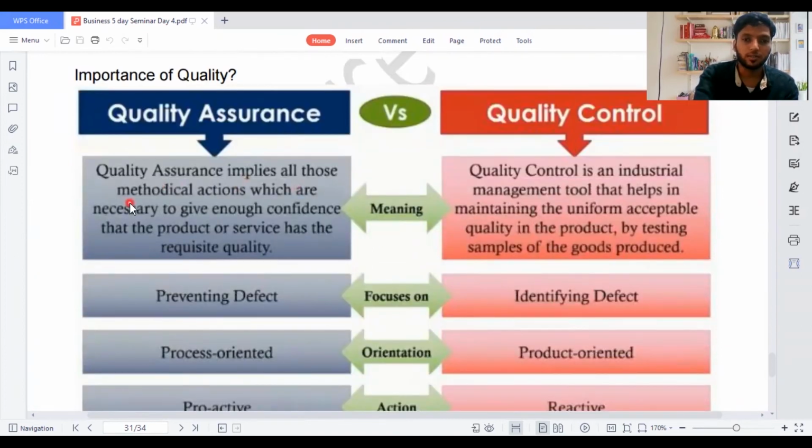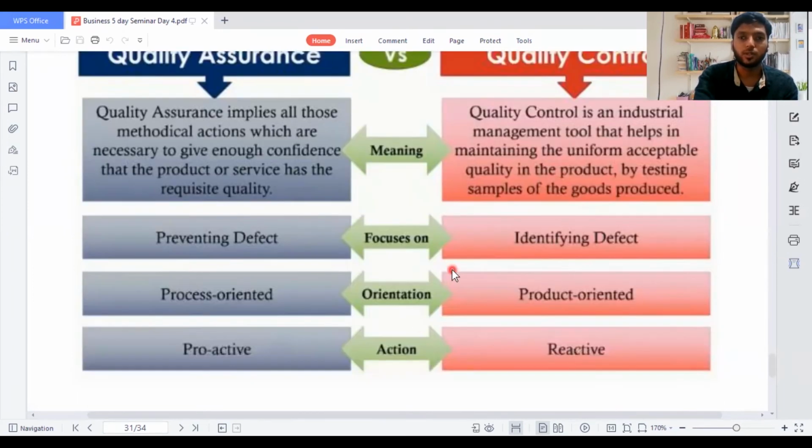Quality assurance implies all those methodical actions which are necessary to give enough confidence that the product or service has the requisite quality. Quality control is the industrial management tool that helps in maintaining uniform, acceptable quality in the product by testing samples of goods produced. Here they are saying that quality assurance is giving you an assurance, when you sell a product, that the product is free from defects, completely and perfectly done. You have made a lot of mistakes and learned from them, so you know that these mistakes should not happen when you are producing other products, and you are already focused on preventing the mistakes which can happen. But quality control is not like that.